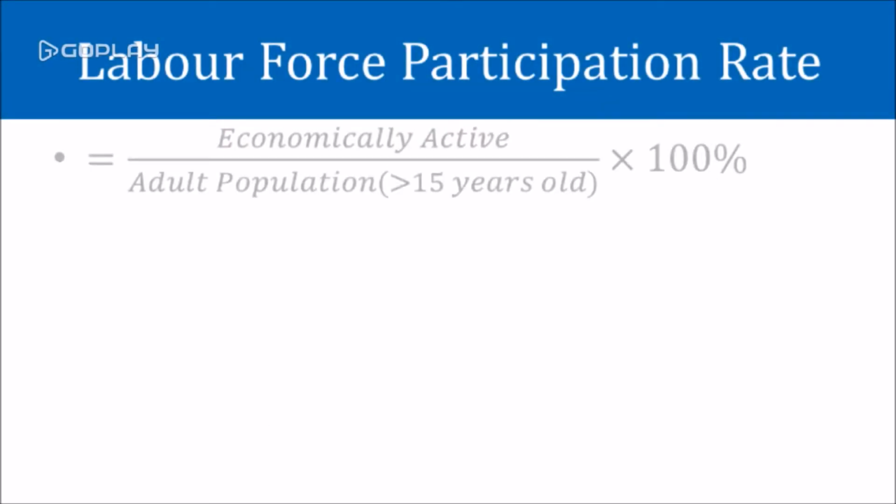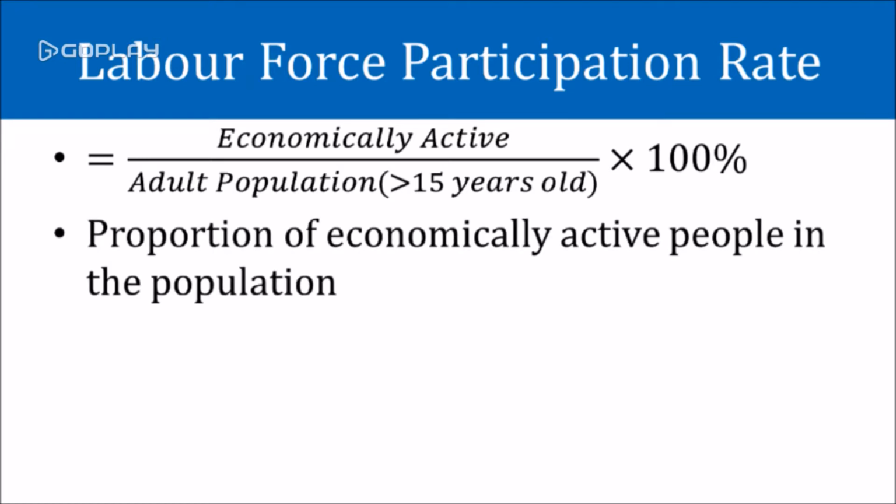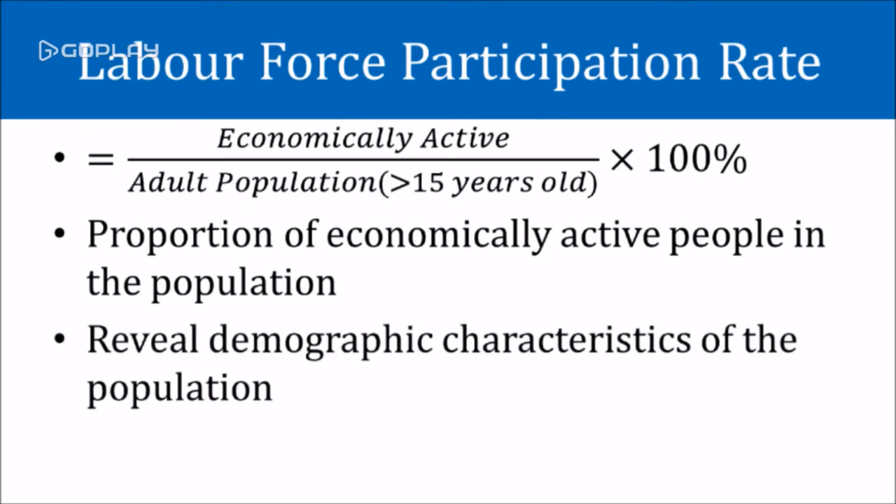Now let's move on to the labor force participation rate. The formula is economically active divided by adult population, which is those above 15 years old, multiplied by 100%. So this represents the proportion of people in the adult population who are economically active. It reveals the demographic characteristics of the population. The labor force participation rate is low in places where there is an aging population or where there are many full-time students who are economically inactive.